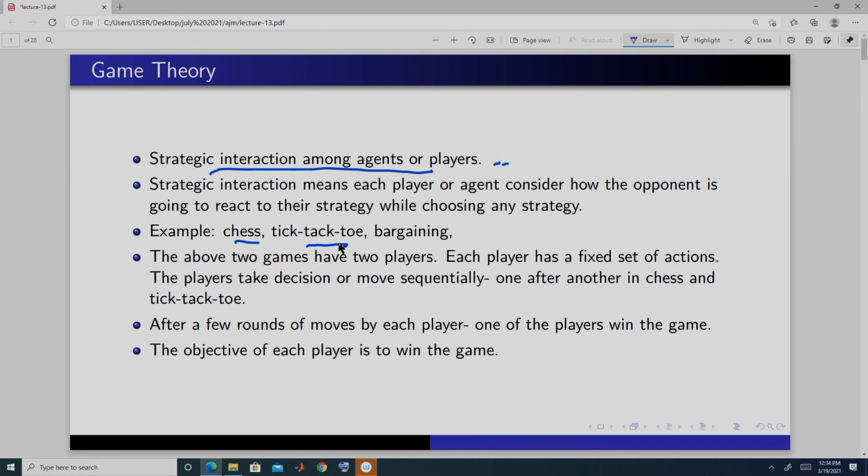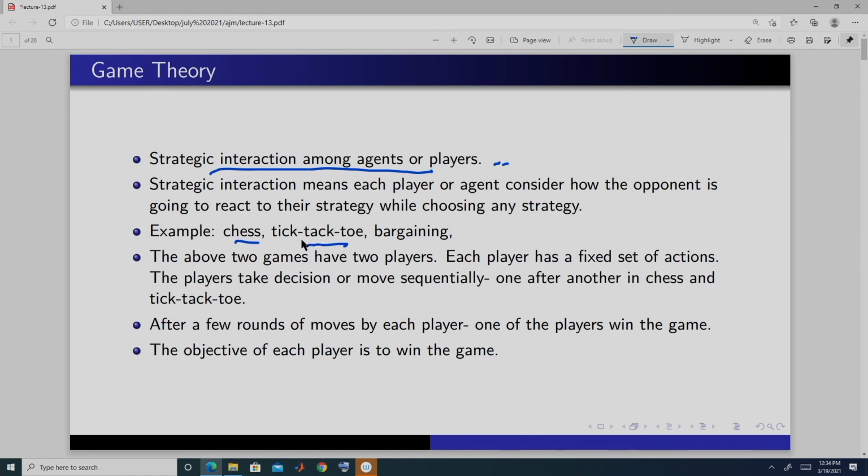Or like in tic-tac-toe. In tic-tac-toe, what happens? The players move sequentially, and in each move they make a decision, right? And then after a set of moves, we can find whether there is a winner or not. So, in all these games we have a set of players.